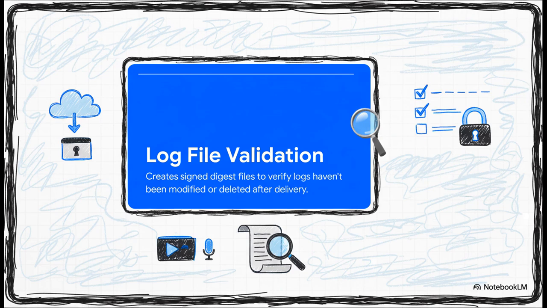I really want to double-click on that log file validation thing for a second because it's so important. What this feature does is create a digital signature for your log files. It's like a tamper-proof seal. It gives you a cryptographic guarantee that the logs sitting in your S3 bucket are the exact same ones CloudTrail delivered, unaltered and undeleted. For any security audit, this is absolute gold.